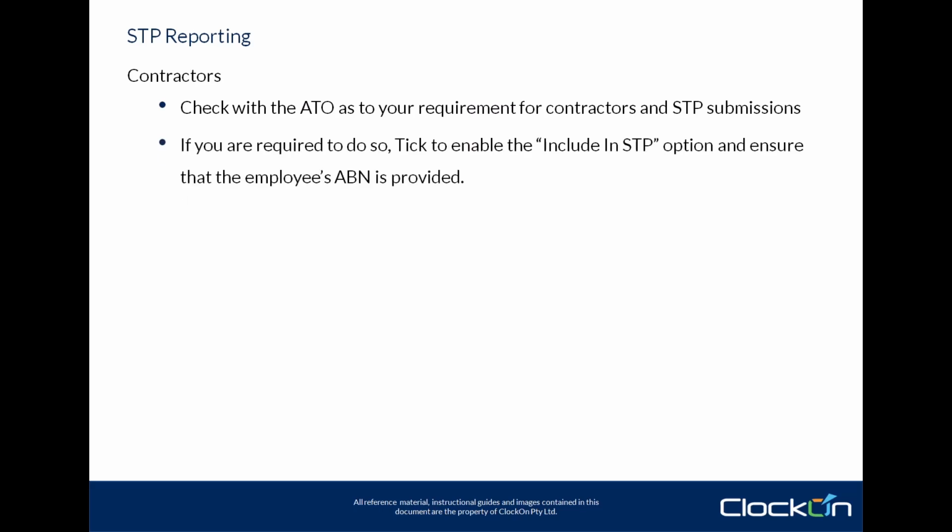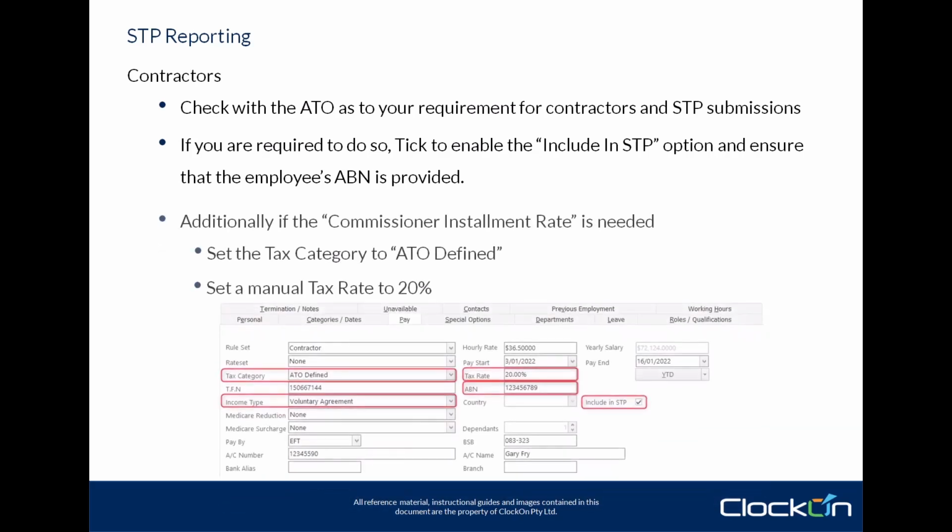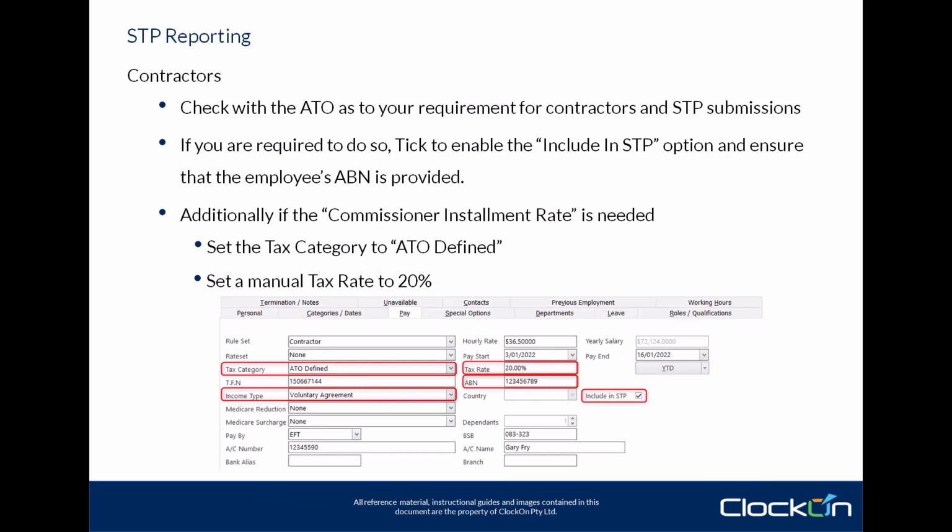If it is required, again, just tick on, ensure you've got the tick to include in STP option on, and you also need to provide an ABN for these employees. Additionally, if they're required to report a commissioner installment rate, then you need to make sure you've got the following two things indicated. One, that you've got the tax category for the employee set to ATO defined, and two, that you've got the tax rate set to 20%. If you don't have the tax rate set to 20%, it won't go under a commissioner installment rate, but the employee will still be taxed at the rate that you indicate here.